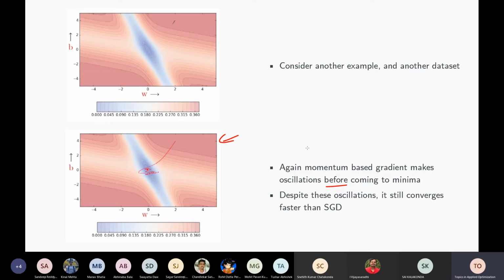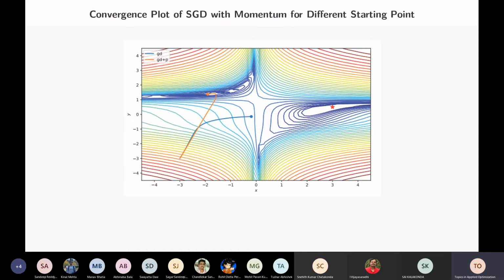But what matters here is that it will still converge faster than SGD, because SGD oscillates a lot. Momentum also has the possibility to oscillate when it is very close to the minima. SGD can oscillate even outside the minima, but momentum may oscillate when you were close to the minima and were still adding momentum. So that's the whole idea of momentum.